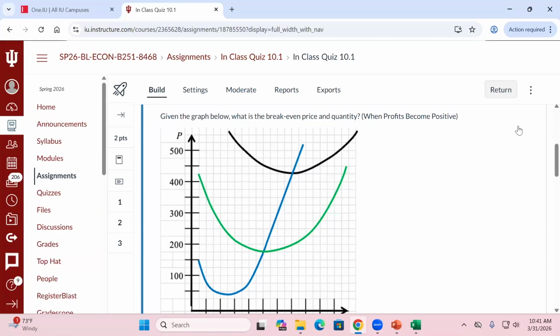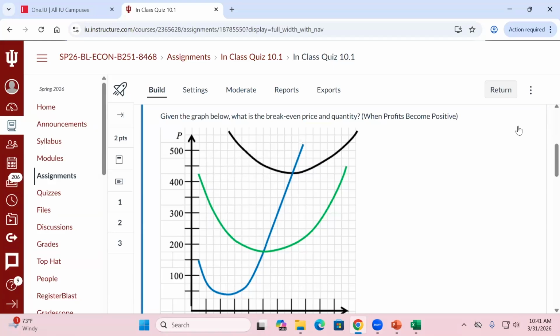The reason I know this black U-shaped curve is my average total is because my average total is always my average variable plus my average fixed, so it has to be above my average variable cost curve. So the green curve is our average variable cost, black is average total, blue is my marginal cost. So what would represent the point where profits are equal to 0, or go from being negative to positive, what we'll end up calling next class our break-even point?